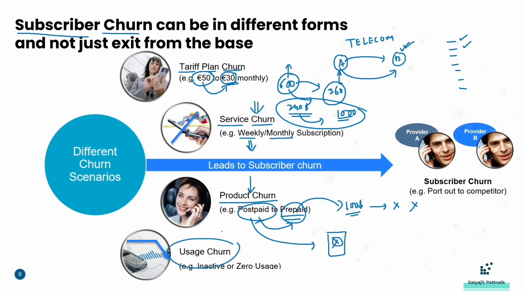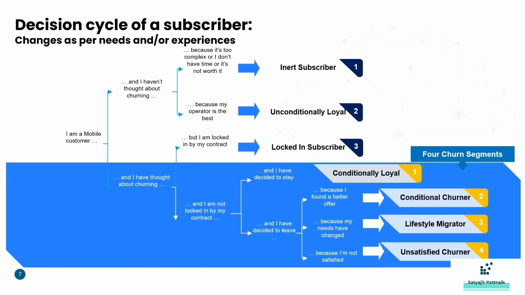And then comes usage churn. Now, why I am trying to explain these scenarios to you is that when you are given a use case, the first thing that you need to do is analyze different things. Similarly, this particular slide will also talk about a decision cycle of a subscriber.